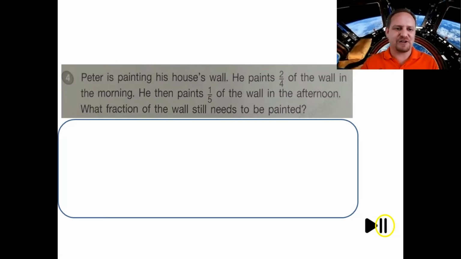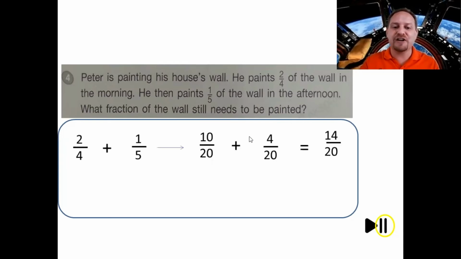Good, and we're back to question 4, page 28. Okay, first step, we would need to plus these fractions together. Let's find a common multiple for our denominator, which would be 20 again. So now we have 10 over 20 plus 4 over 20 gives us 14 over 20.